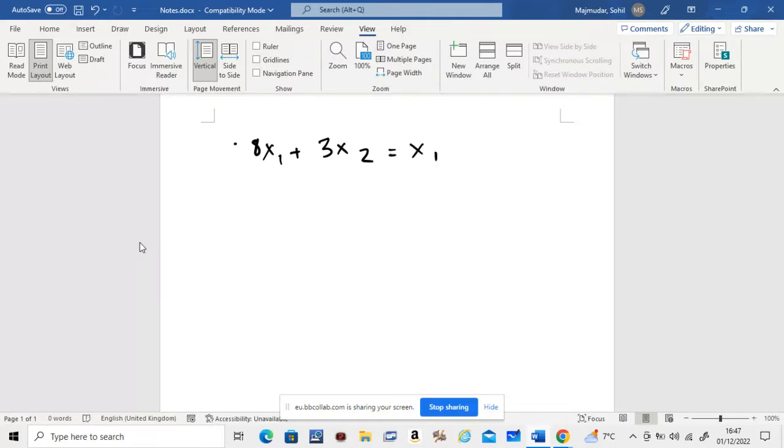So now bring the x1s on one side and the x2s on the other side. We get 0.3x2 equals x1 minus 0.8x1, which is 0.2x1. So you can divide by 0.2 on both sides. We get 3/2 x2 equals x1. Okay, so this is a relationship between the two values of the eigenvector. If you do the second row as well, you'll get the same thing.